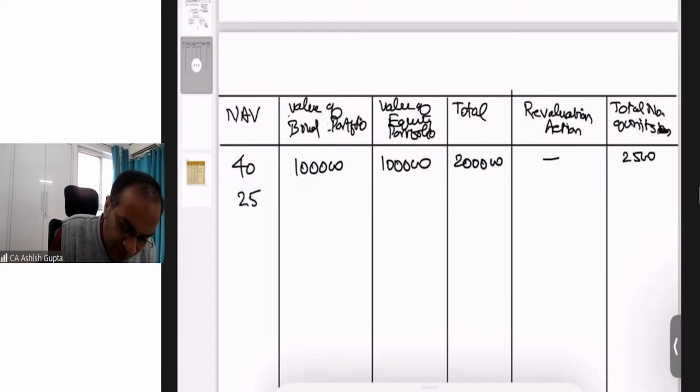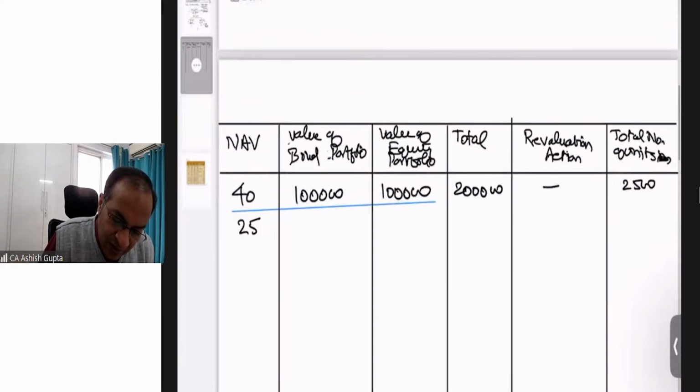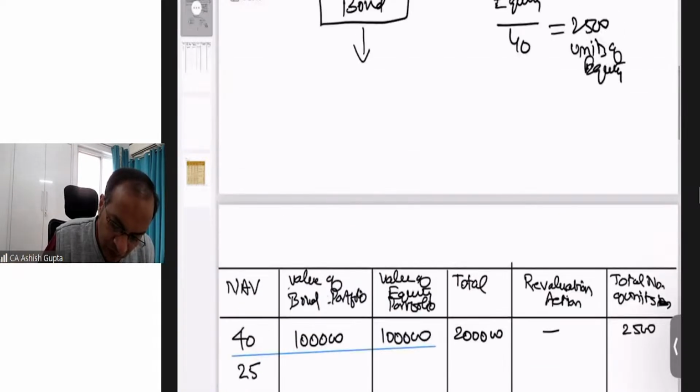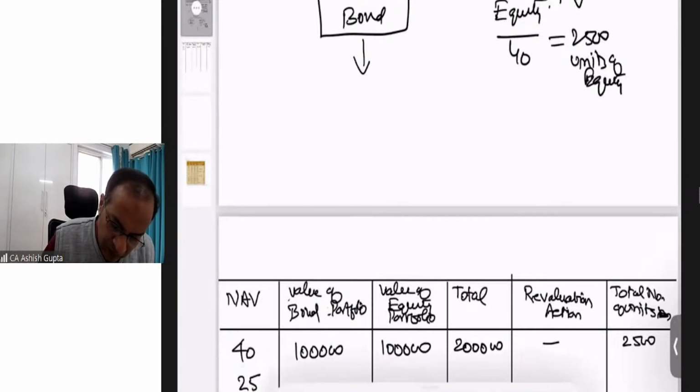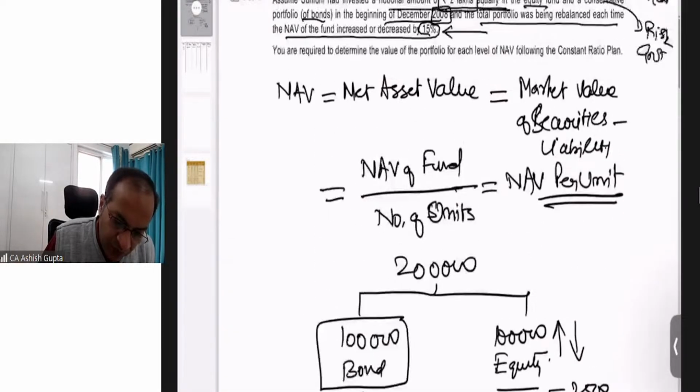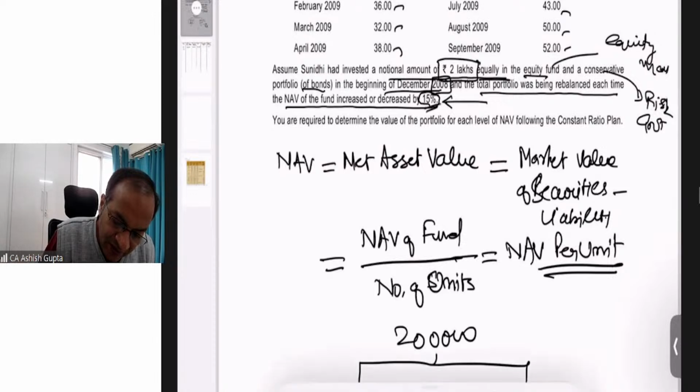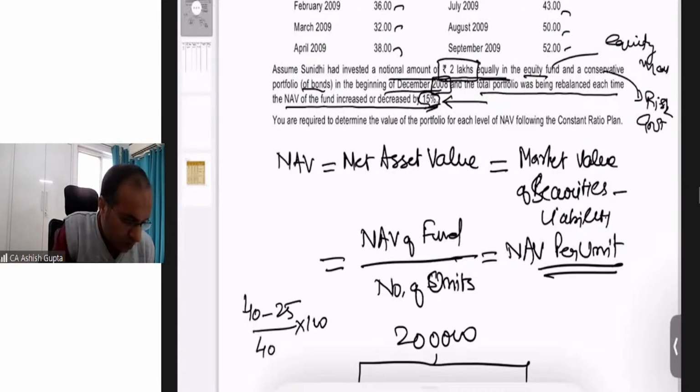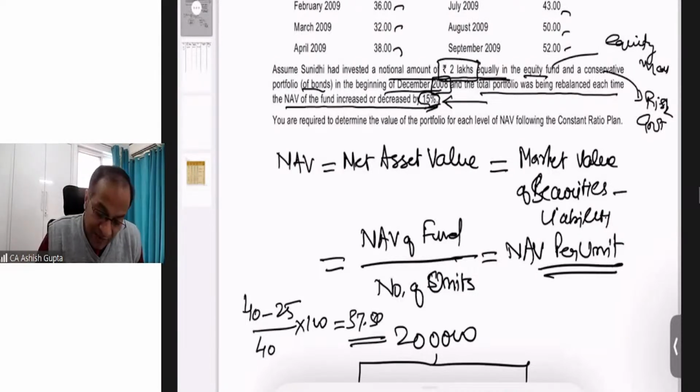Now my price falls to 25. The question comes whether I take the action or not. The rule says the price should decrease or increase by 15%. Please note, 40 minus 25 divided by 40 into 100 comes to 37.50%. So we have to take the action because it is crossing the limit of 15%.